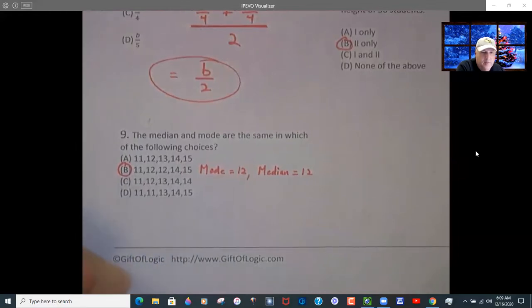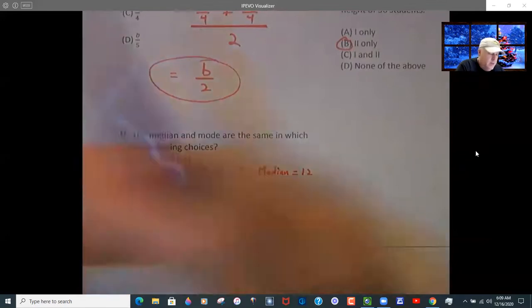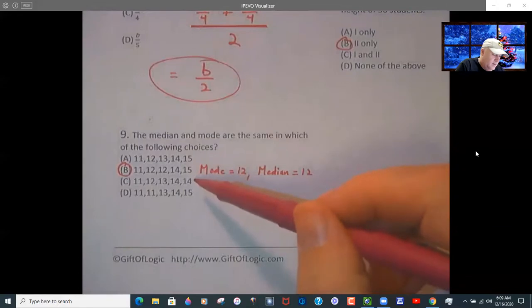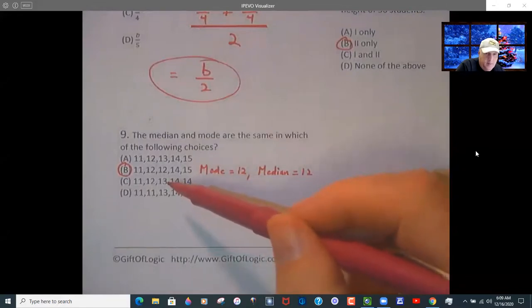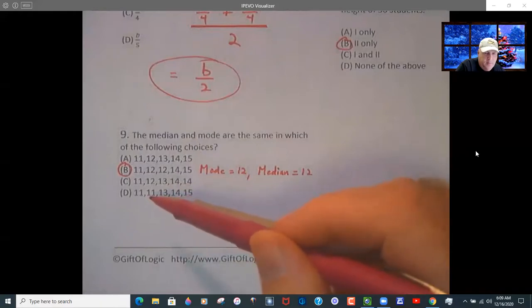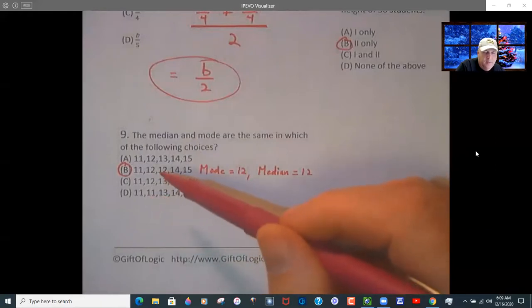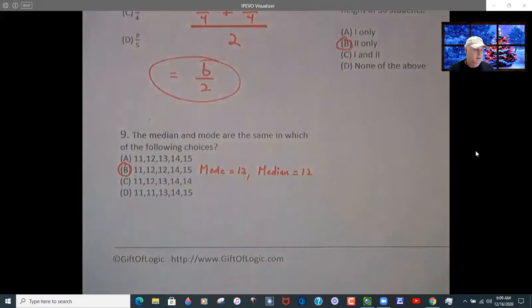Okay, so the mode is the most repeated and the median is the middle. Well, there aren't any that are repeated in A. 14 is repeated in C, so that's the mode, but the median's 13. 11 is repeated, but the median's 13. So 12 is repeated and 12 is the median on 9.